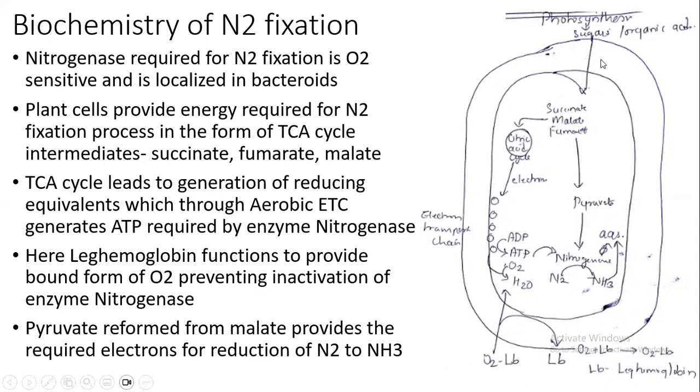Then the pyruvate that is also reformed from malate provides the required electrons for reduction of nitrogen to ammonia. Ammonia that is generated is incorporated into amino acids, and it will provide the required amino acids for the bacteria as well as the plant cell. So that's it about nitrogen fixation.